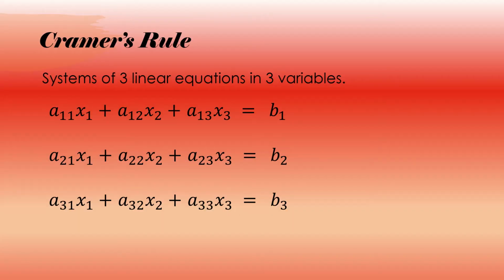The general rule for Cramer's rule is, suppose we are considering three linear equations using three variables, x1, x2, x3, where the coefficients of these unknown variables are a11, a12, a13, a21, a22, a23, a31, a32, a33. And on the right hand side, what we have are pure constants b1, b2, and b3. Let us assume that we are trying to solve this system of linear equations.